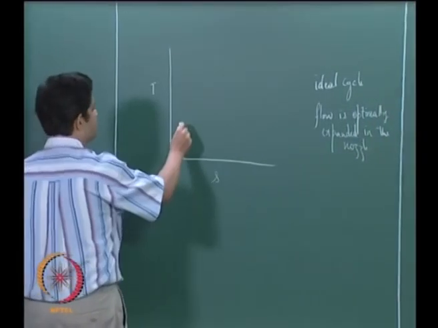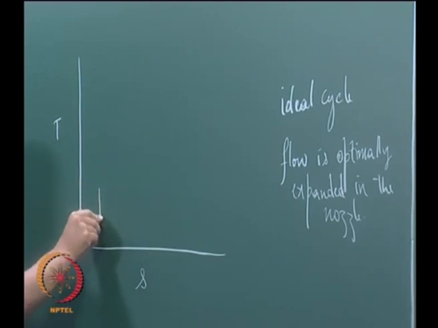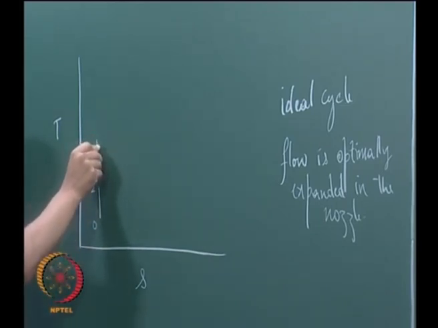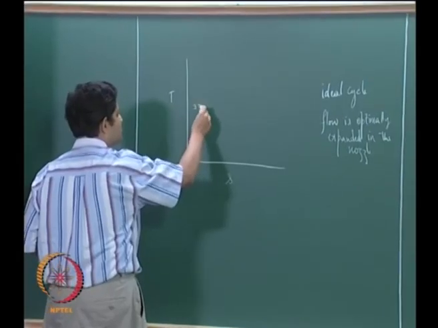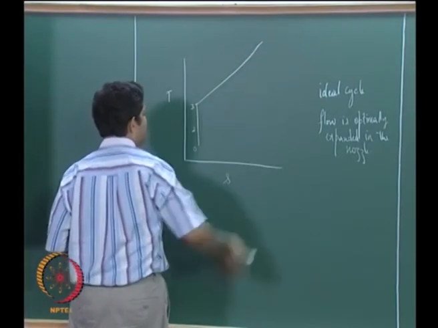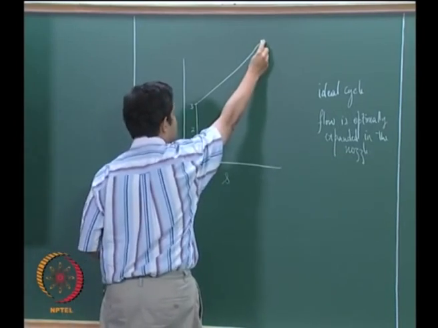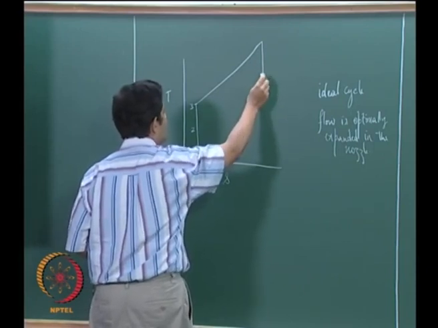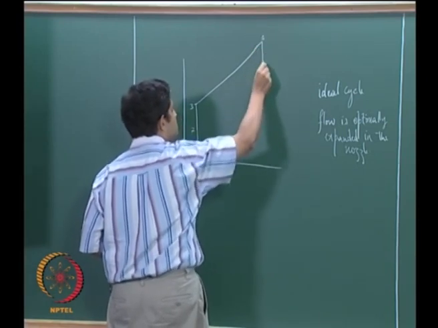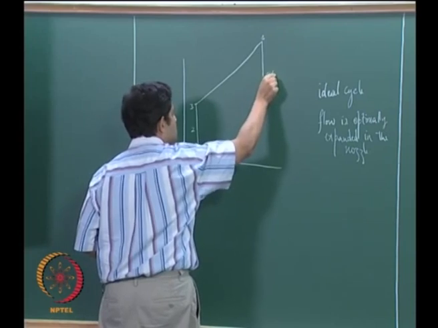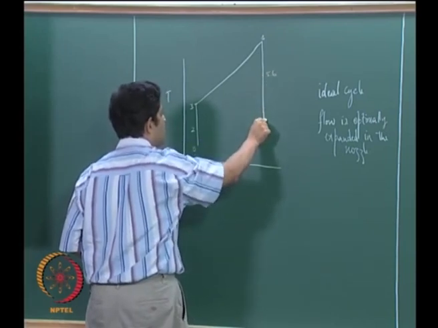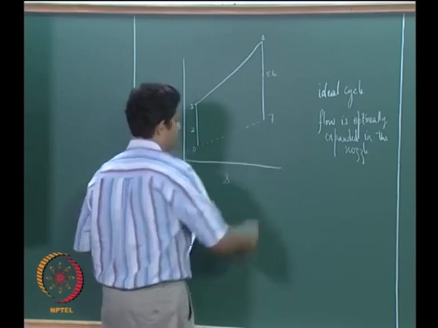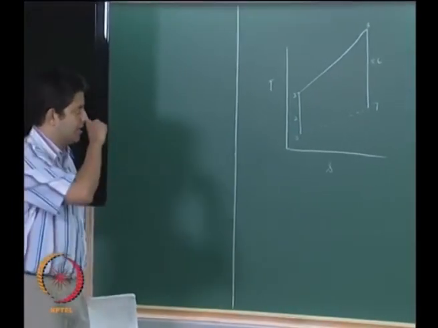If we take an ideal cycle, then there is compression in the intake itself, so I will call 0 to 2, and then through the compressor, then you have heat addition, then you have expansion through the turbine. Then you have expansion again through the nozzle. Okay, this is the TS diagram we have.